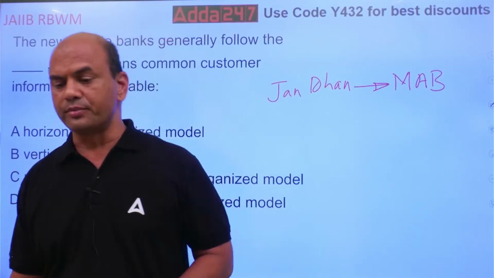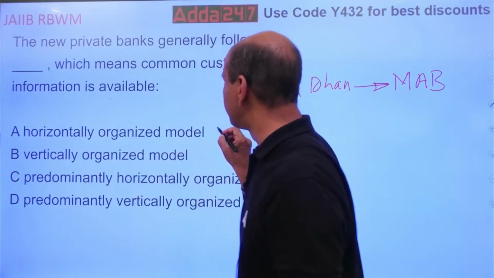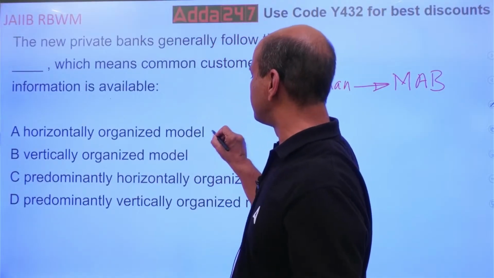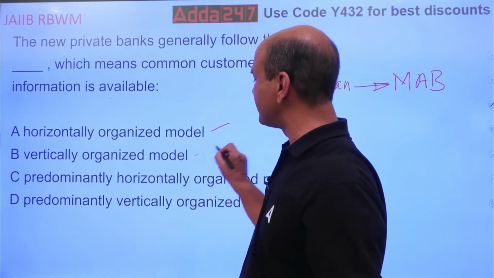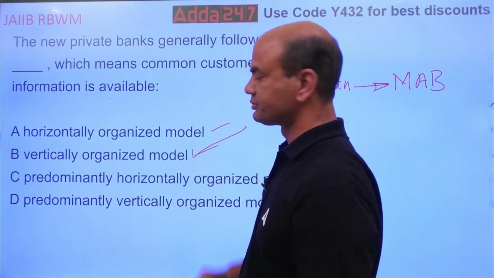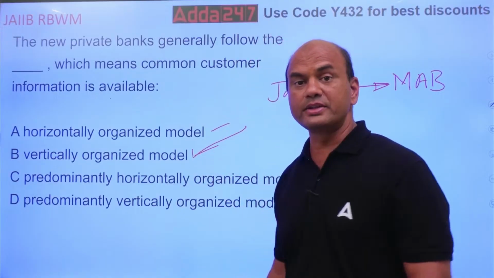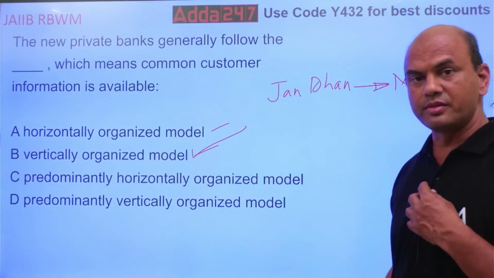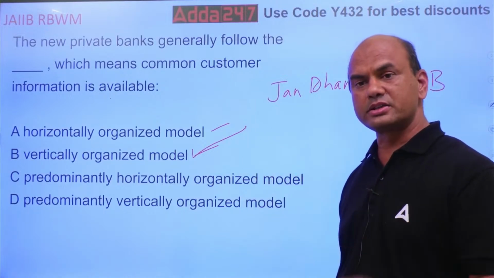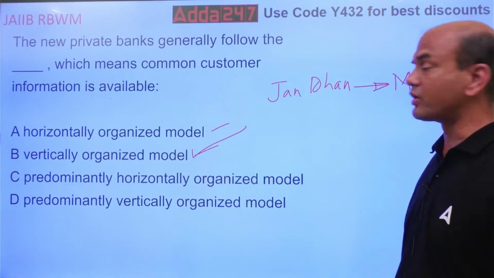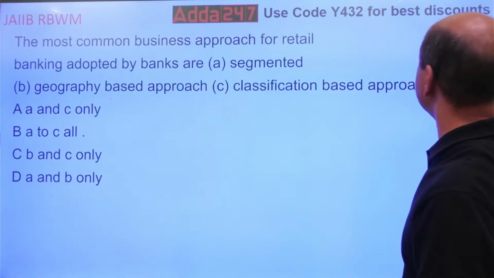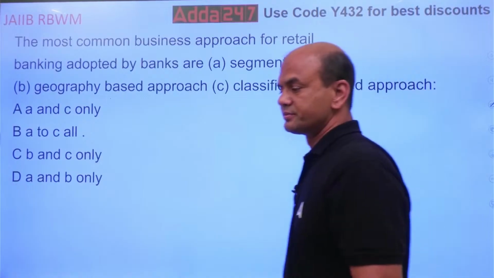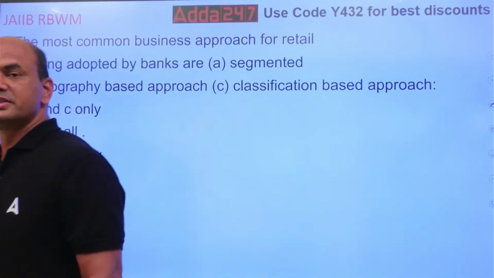So the new private sector banks follow which model? This is by PSBs, this is by private sector banks. So this is the answer. New private sector banks will always follow this model, vertically organized model, where the customer database is common for all the products. Next, read this.